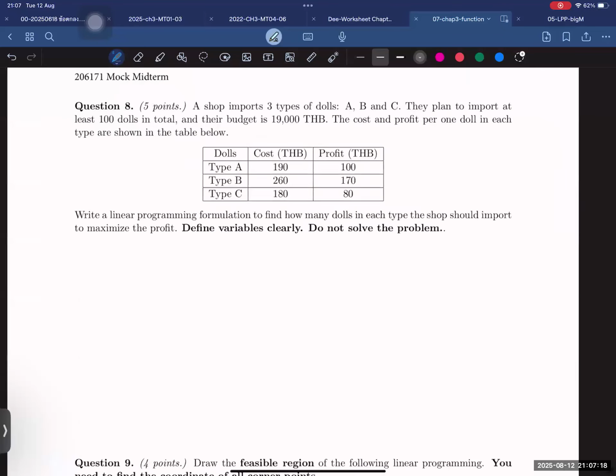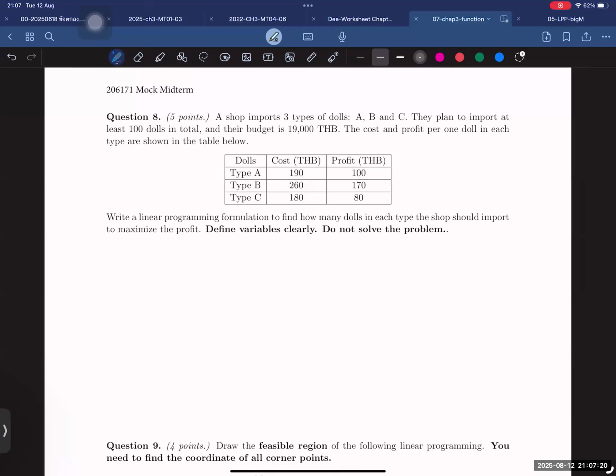All right. The shop here plans to import at least $100 in total. Their budget is 19,000 baht, and the cost and the profit per $1 for each type are displayed in the table. Okay, they want you to write linear programming formulas to find how many dollars in each type the shop should import to maximize the profit.